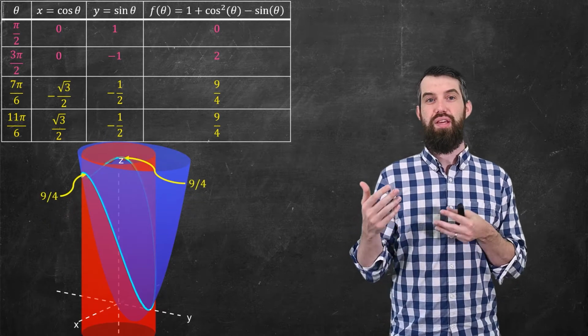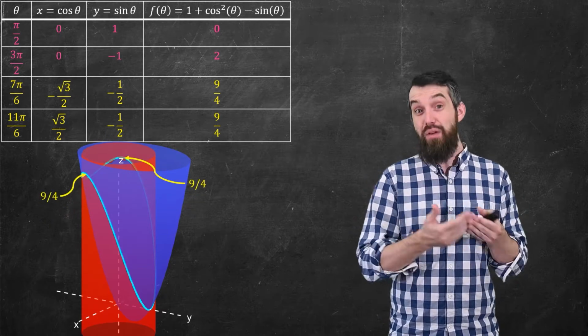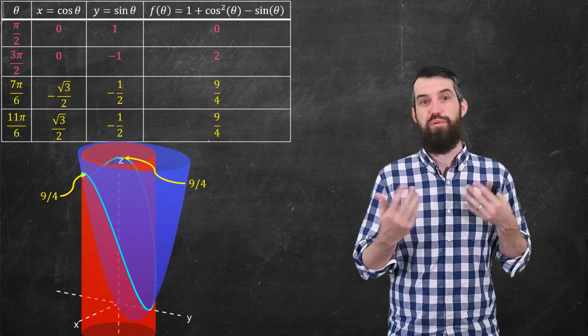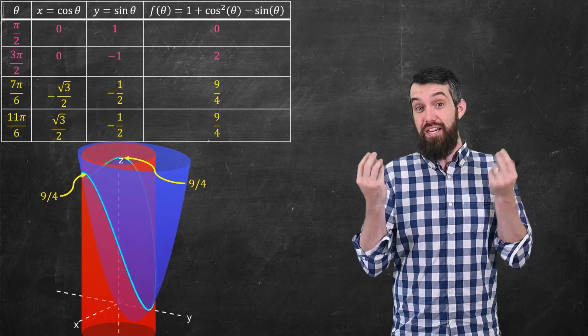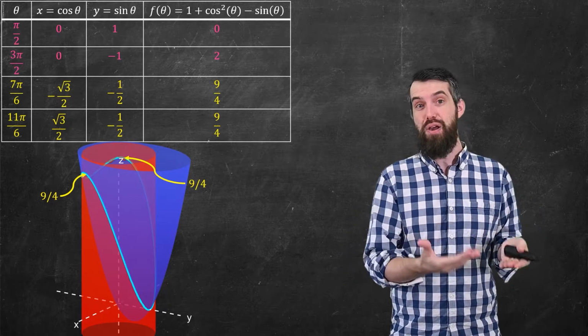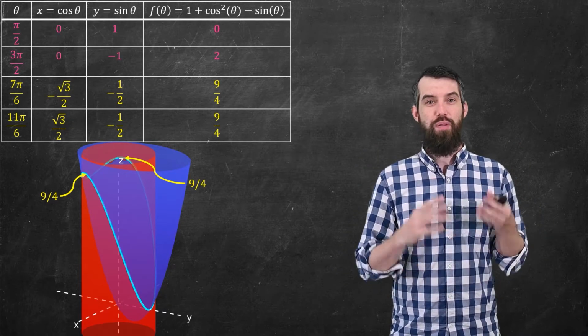These occur at the theta values of 7 pi over 6 and 11 pi over 6, or if you prefer, you can convert them to the x and y coordinates. Regardless, we have these 2 different spots where you have this maximum value of 9/4. Okay, what about the pink ones?